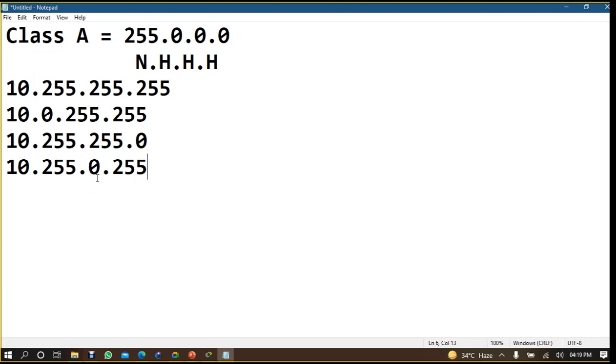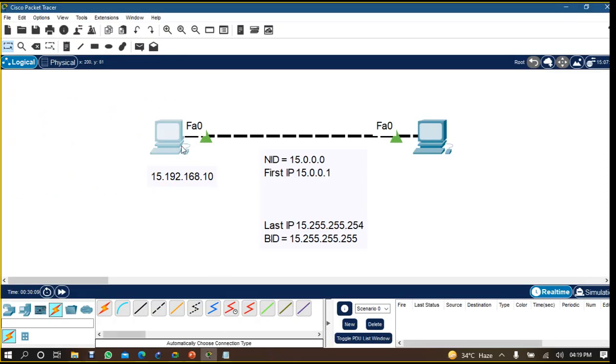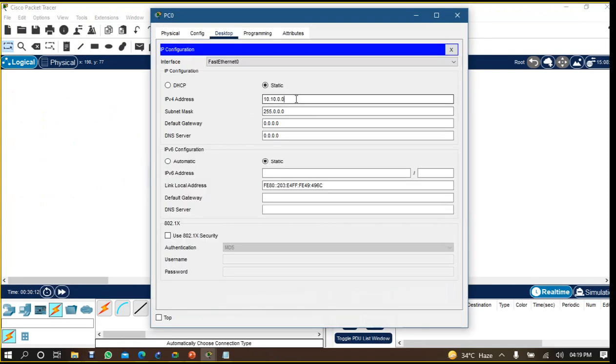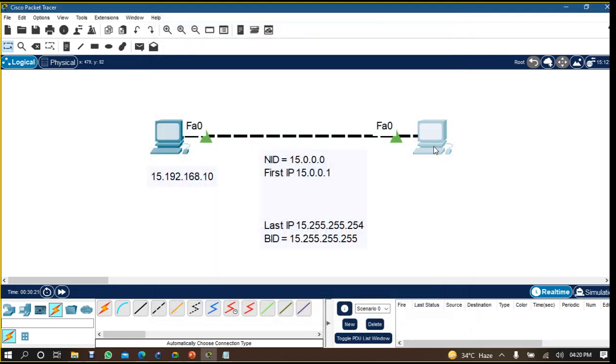How many host parts are there in class A? Three. So all host parts cannot be 0, and all host parts cannot be 255. But you can use 255.20, no problem. Like this, 10.0.0.255, no problem. If you want, I can show you this also. In the part of 0, we can use 255. Here also come.